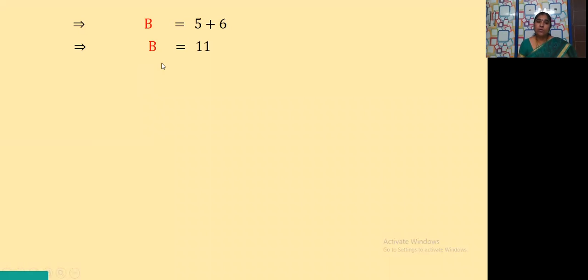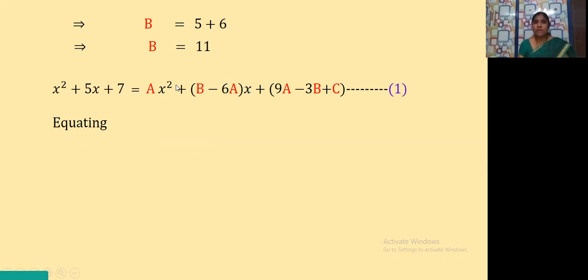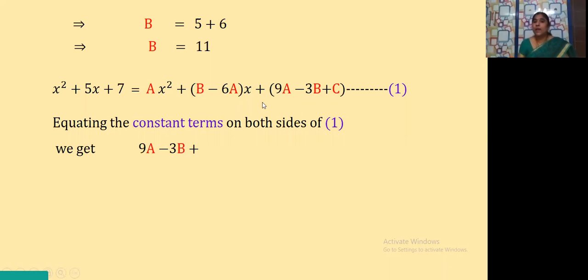So now we got two values, children, one is A and the other one is B. Now only one constant is left. For that, what do we have to equate? This is our equation number 1. Once again I am writing it here. We have already equated the x squared term and the x term. Next, constants are left. Equating the constant terms on both sides. On LHS that is 7. 7 is equal to 9A minus 3B plus C. This whole term is a constant. There is no variable x in this one.